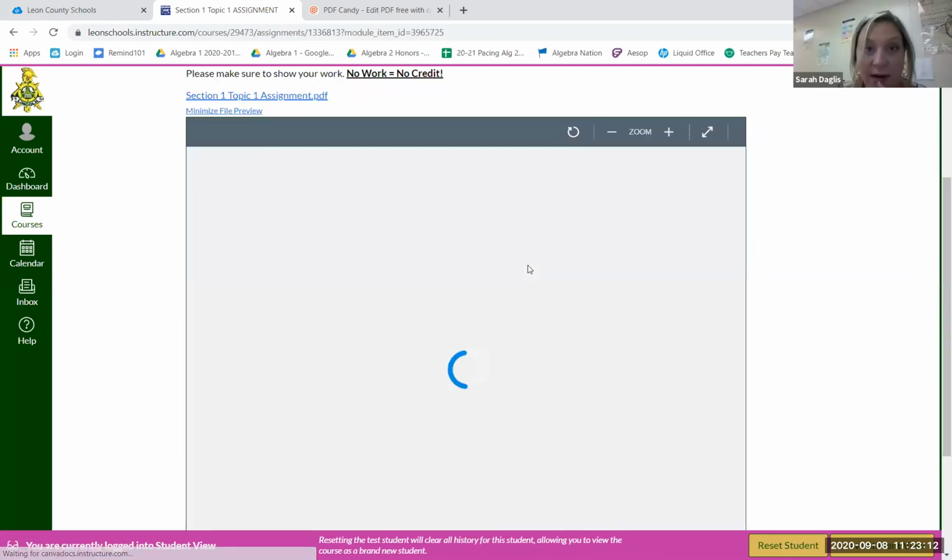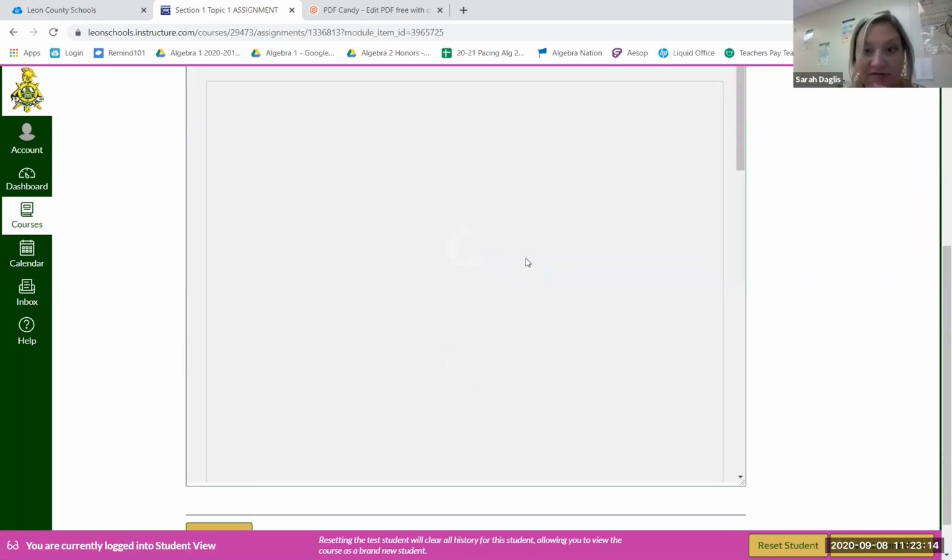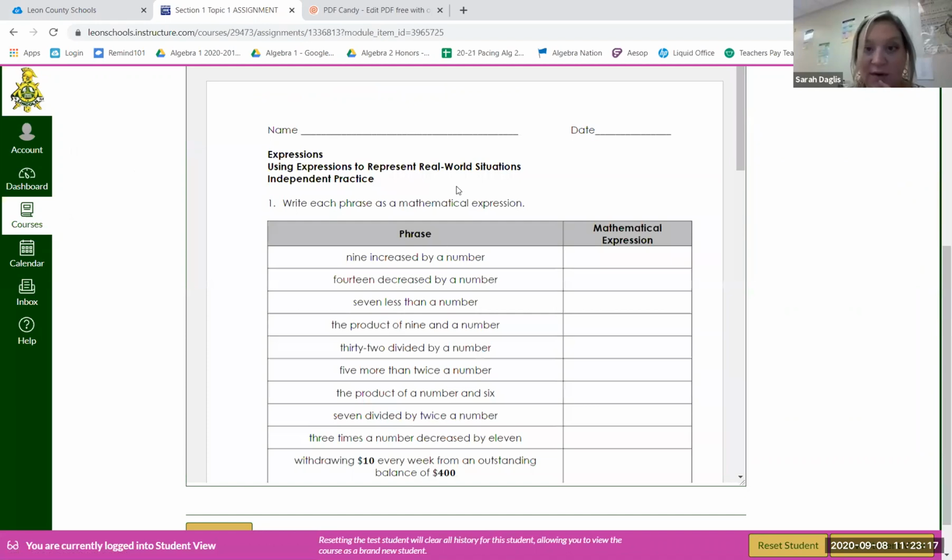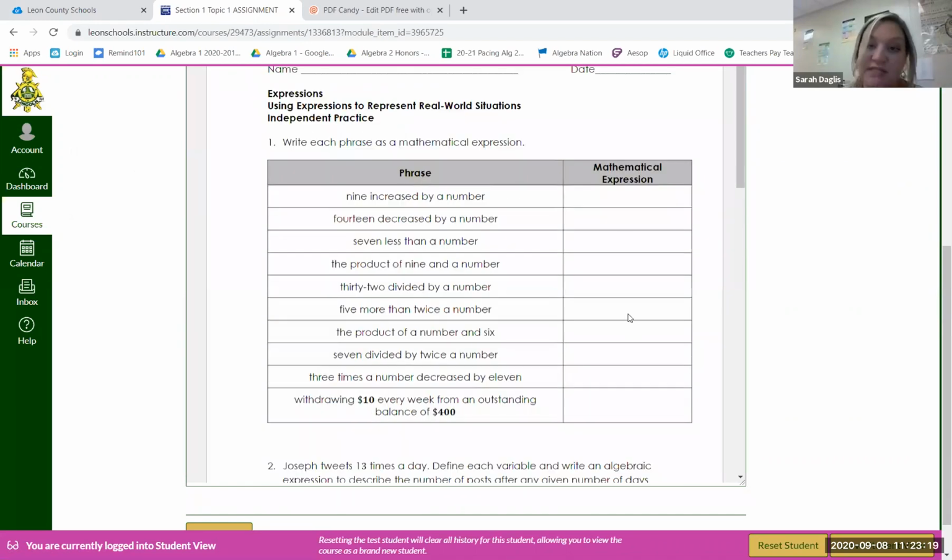So the top part of this assignment is a table that you're going to fill in. It gives you a phrase, and you're going to represent it as an expression. So you can use X for the number. So 9 increased by a number will be 9 plus X. Does that make sense? That's what you're doing for those top ones.